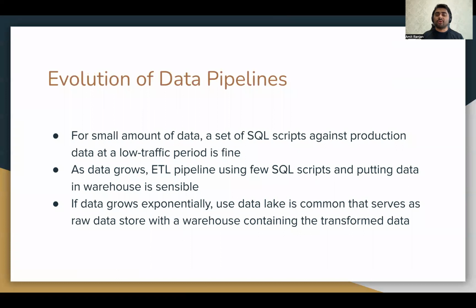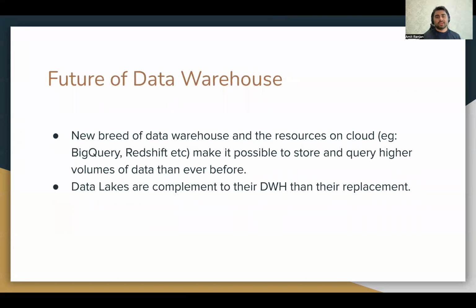Data pipelines evolve from simple to complex. Simple data pipelines tend to have some SQL queries running directly on the production systems, which could be fine for small data. But as it grows, you may move towards a data lake where you ingest data from your source systems and then build metrics using a data warehouse on top of those raw data. A new breed of data warehouse has made it possible to store and process even larger volumes of data, which includes Redshift and BigQuery.